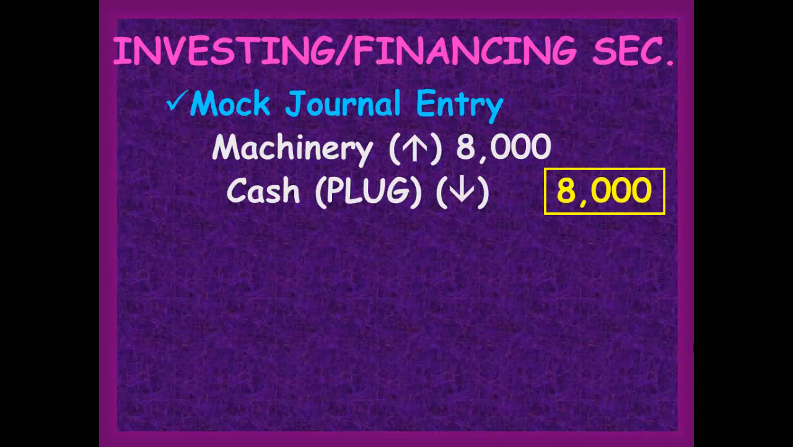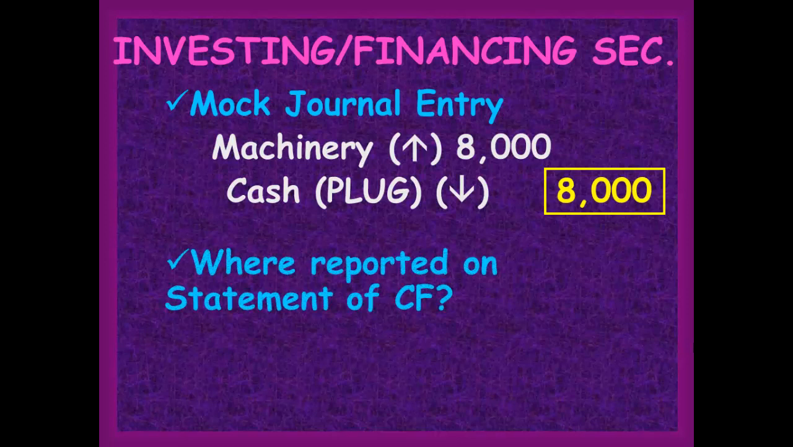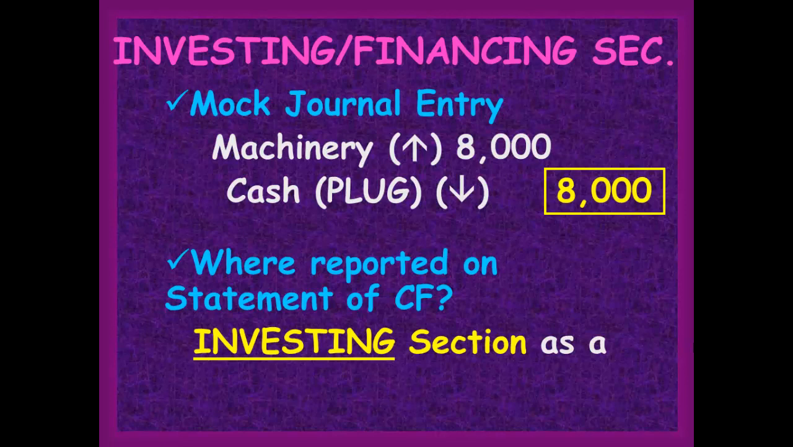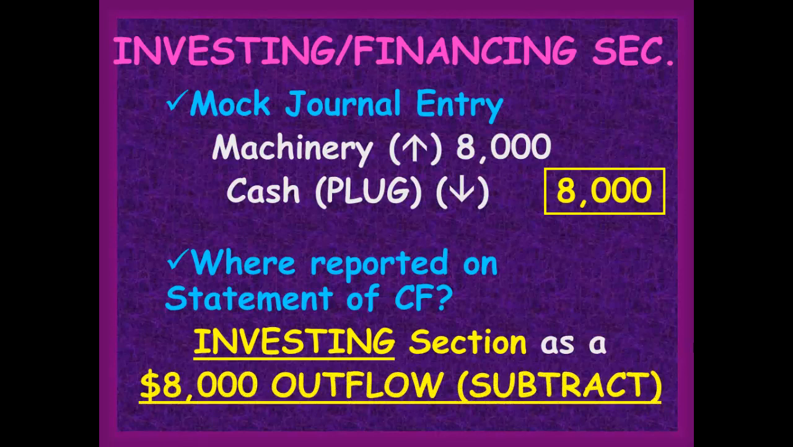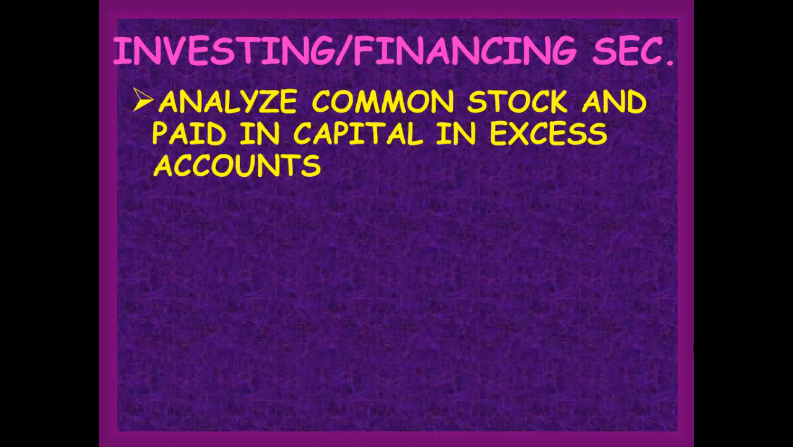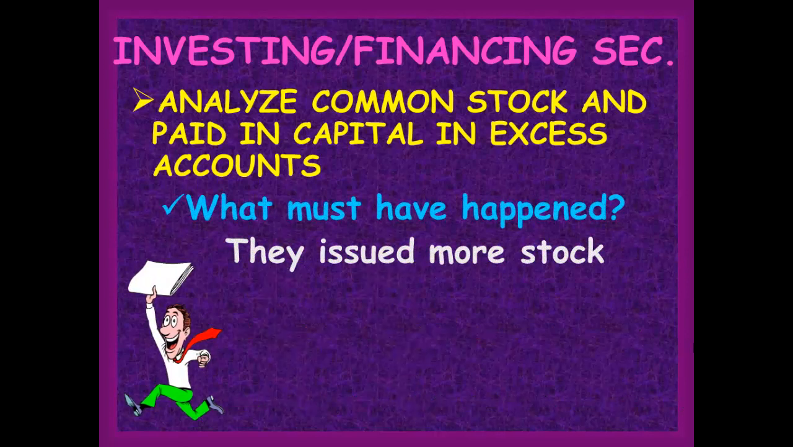If we paid $8,000 cash to buy machinery, what section of the statement of cash flows will we put that in? Operating, investing, or financing? Investing. Will that be an inflow or an outflow of cash when I buy machinery? It's going to be an outflow. Common stock and PIC in excess of par. Both of those accounts went up. What must have happened for common stock and PIC in excess of par to both have gone up during the period? We must have issued stock. We issued more stock for more than the par value.